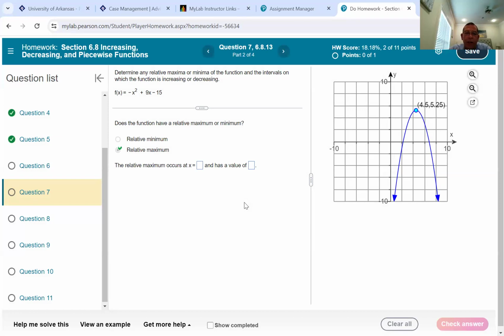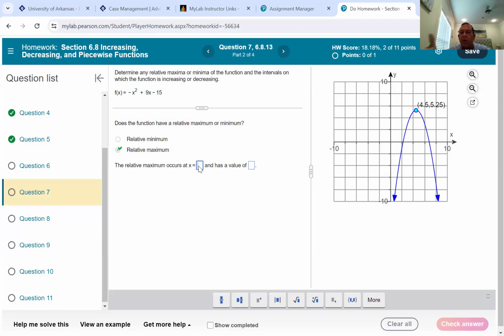Now, here's where it gets tricky. The relative maximum occurs at what x value? Well, y'all, that'll be the point they're giving me. The x value is what? 4.5. So you would put in your 4.5. And it has a maximum value of, well, remember, the max values are equal to the y values. And that is, oh, let me look. That looks like 5.25. Okay, so they want to know where it occurs and its value. So we would check that.